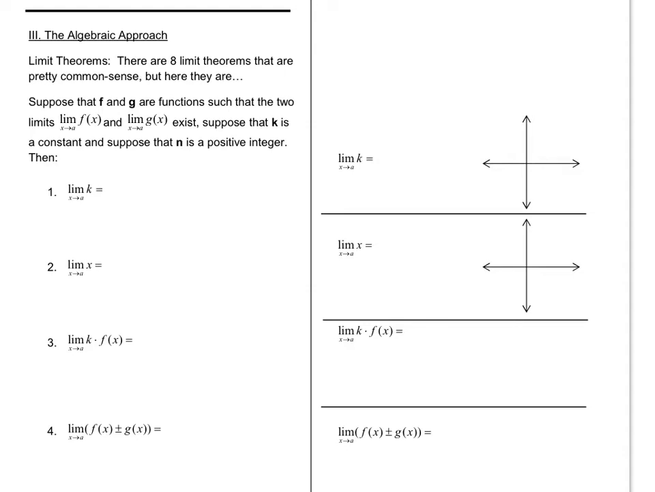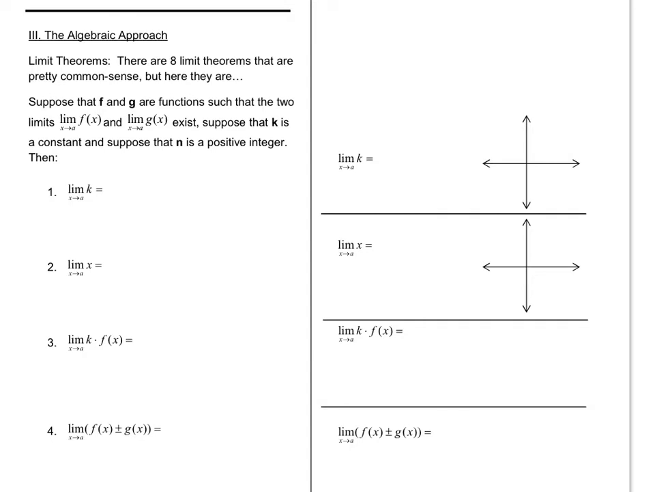So we're going to start off by saying that suppose that f and g are functions. So we've got 2 functions. And we're defining that the limit as x approaches a of f of x, and the limit as x approaches a of g of x, both of those limits exist. We're going to point out that k is going to be a constant, and n in all of these things is going to be a positive integer. Okay, so let's take a look at the first theorem here.